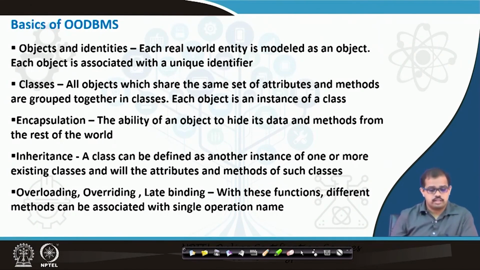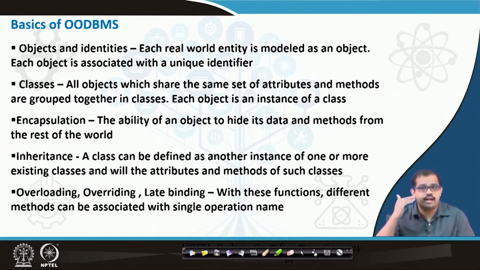So when we look at an object oriented database, we have objects and identities. Each real world entity is modeled as an object, and each object is associated with a unique identifier. That is very important. It always has a unique identifier.